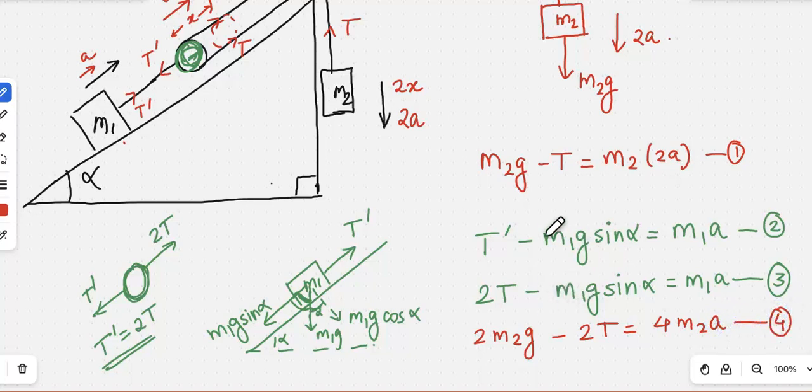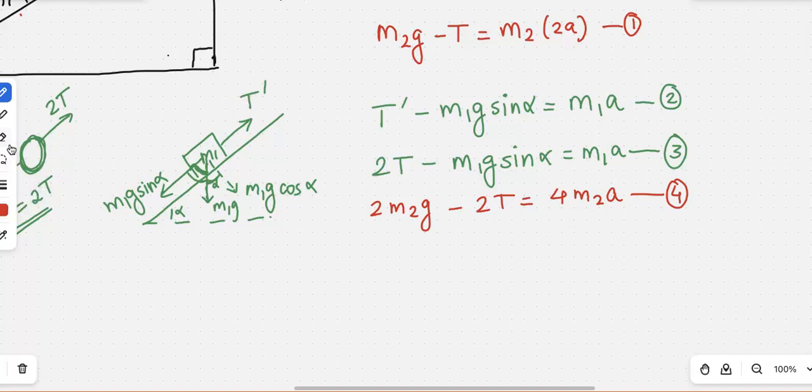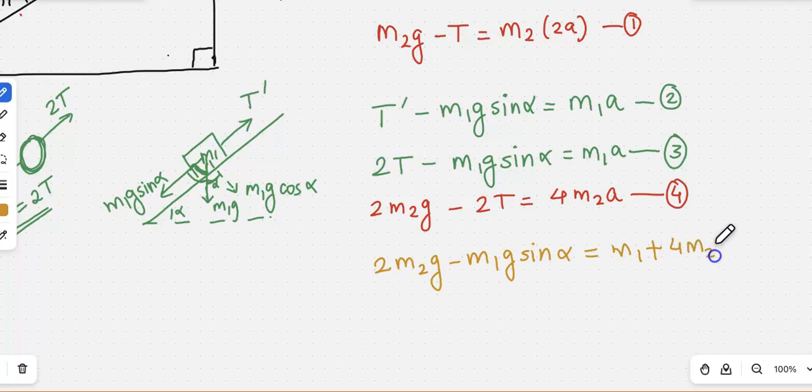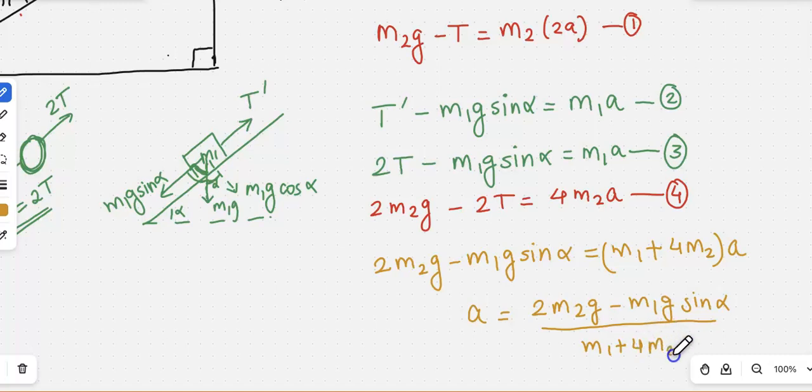Now let's add the third and fourth equations. Then we will get 2m2g minus m1g sin alpha is equal to (m1 plus 4m2) times a. So a will become (2m2g minus m1g sin alpha) divided by (m1 plus 4m2). This is the acceleration.